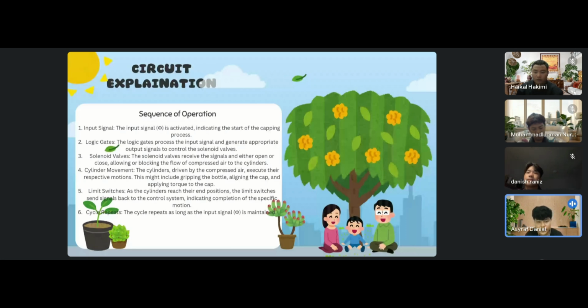Fourth, cylinder movement. The cylinders, driven by the compressed air, execute their respective motions. This might include gripping the bottle, aligning the cap, and applying torque to the cap. Fifth, limit switches. As the cylinders reach their end position, the limit switches send signals back to the input system, indicating completion of the specific motion. And lastly, cycle repeats. The cycle repeats as long as the input signal is maintained.